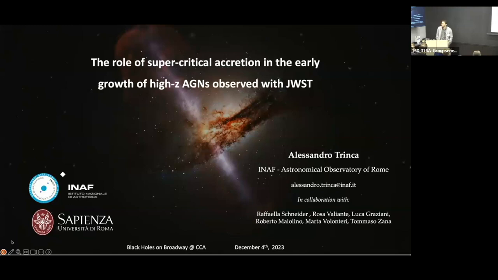Today I'm going to give you a brief overview of the work that we're doing in trying to exploit the synergy between small-scale hydrodynamical simulations and semi-analytical models in order to investigate the role of supercritical accretion in the growth of the early population of AGNs that we're starting to observe with JWST.